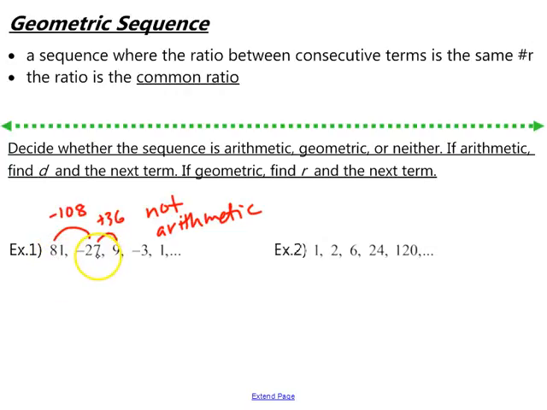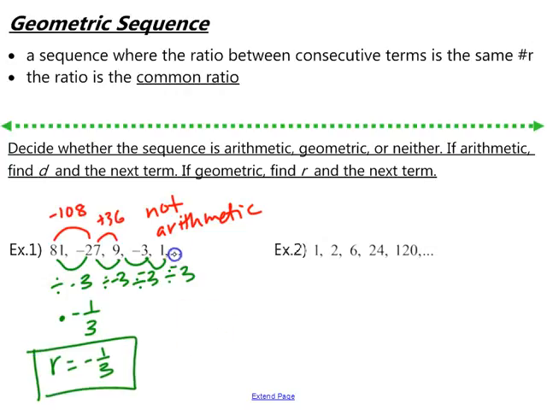From 81 to negative 27, we actually divided by negative 3. And then from negative 27 to 9, divided by negative 3, and again, and again, divided by negative 3. So if we are dividing by negative 3, this is actually a geometric sequence. However, we always want our r to be in terms of multiplication. So instead of dividing by negative 3, we're going to say we are multiplying by the reciprocal, negative 1/3. So our r is negative 1/3.